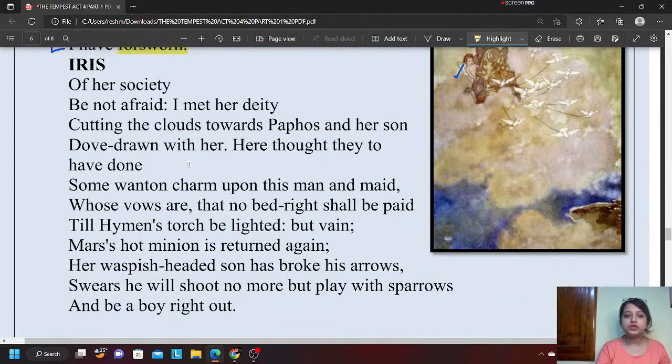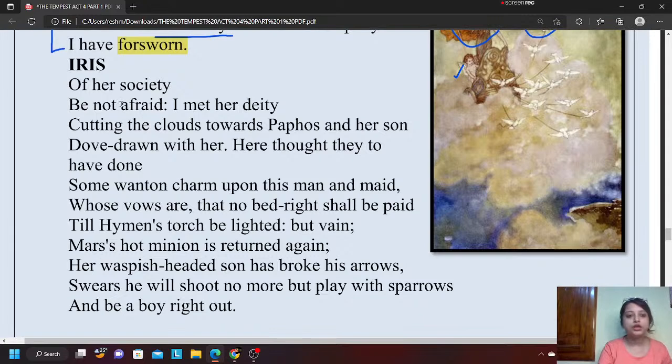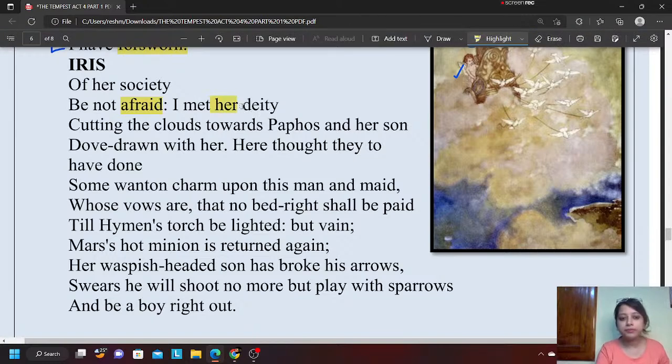Iris. "Of her society be not afraid." That means don't be afraid, she is not going to come. Why? "I met her deity." I met her deity means I have met Venus, I have seen Venus cutting the clouds. That means she is riding on the clouds.